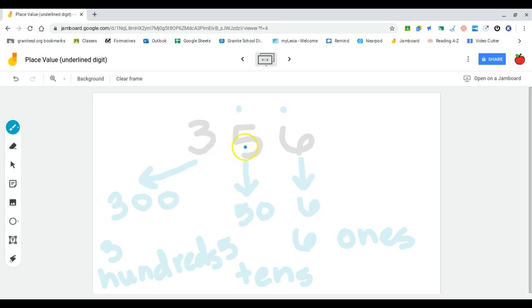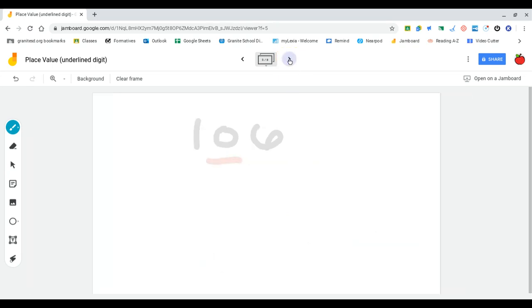So even 356, I can go through and choose the value of each individual digit that's in this number. Now remember, a digit is one number that makes up a bigger number. So 6 is a digit, 5 is a digit, 3 is a digit. And when I put them all together in this order, I get 356. And I can see that in the value, 356.